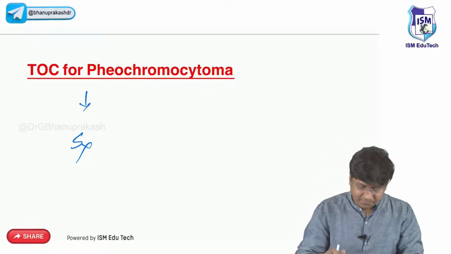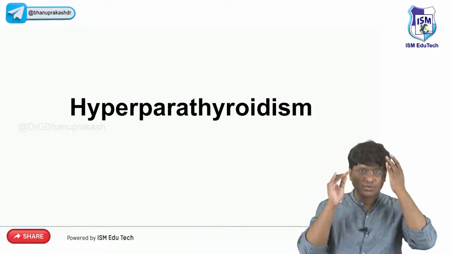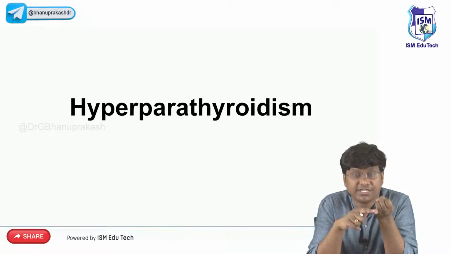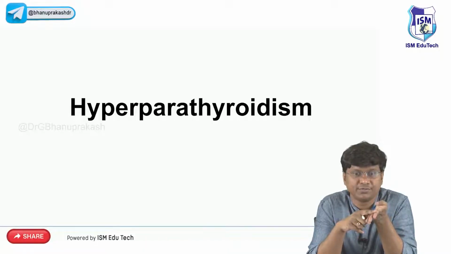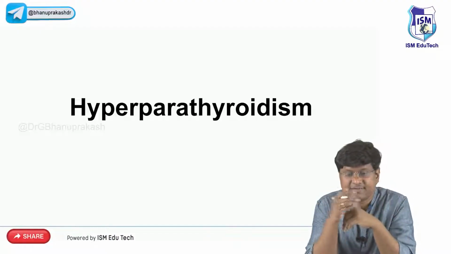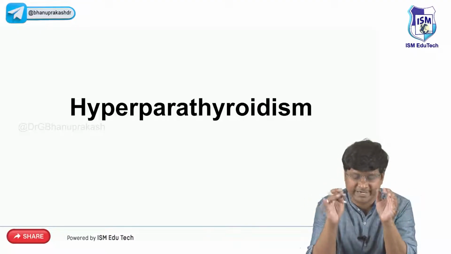Okay, right. So we are done with the adrenal gland disorders. What is that? Cushing's, Conn's, Addison's, pheochromocytoma. Now let us discuss the parathyroid disorders. Okay, we have hyperparathyroidism and hypoparathyroidism. In 10 minutes, this will be done.